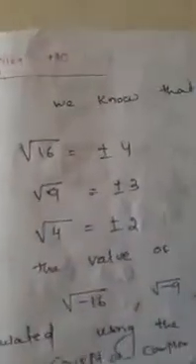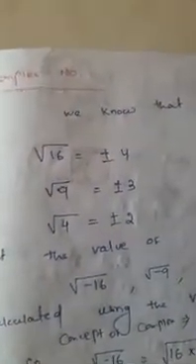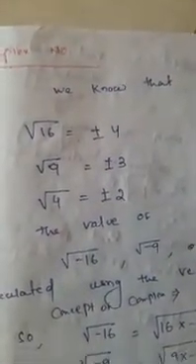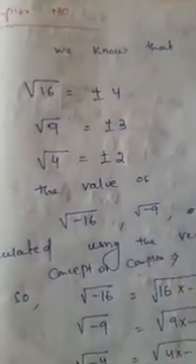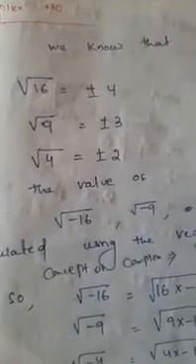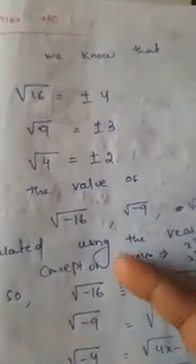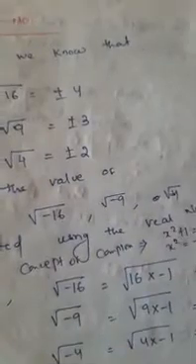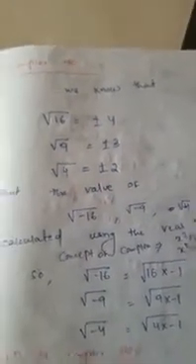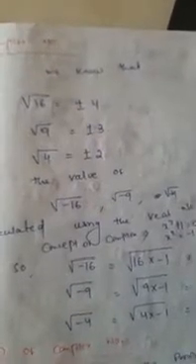Now next we start with the topic: what is a complex number? We know that root of 16 is plus or minus 4. Root of 9 similarly is plus or minus 3. Root of 4 is plus or minus 2. But what are the values of root of minus 16, root of minus 9 and root of minus 4? Calculation of root of minus 16, root of minus 9 and root of minus 4 is impossible using the real number system. So from that concept, the concept of complex number begins.